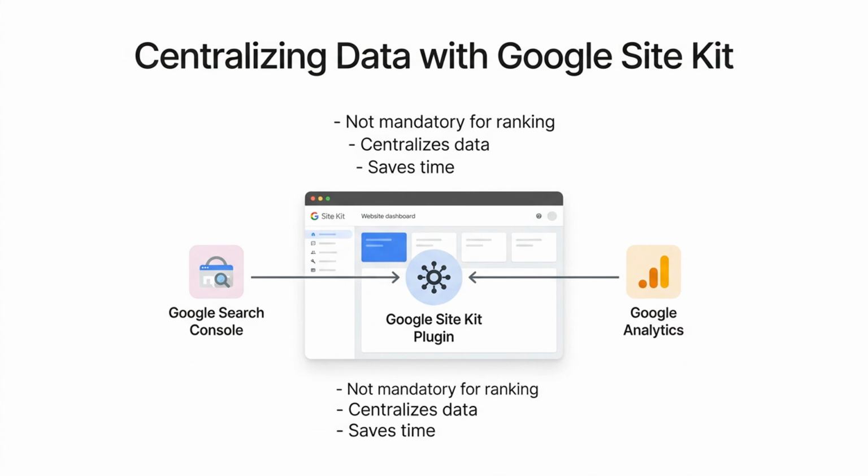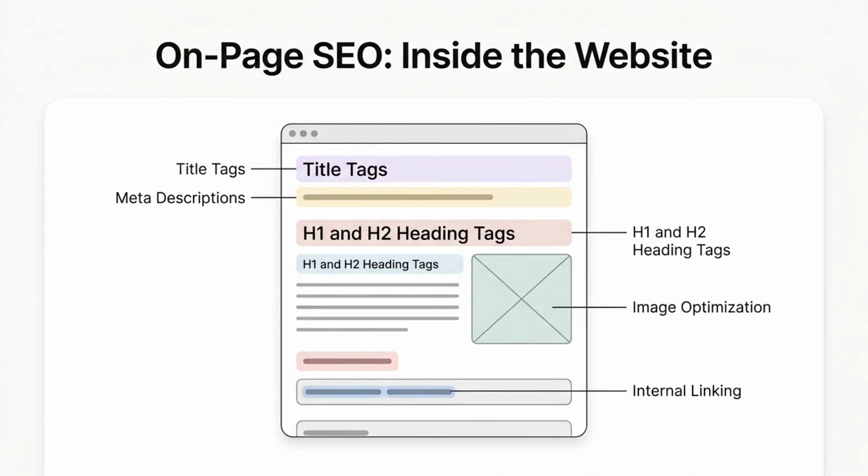It connects directly to Google Search Console and Google Analytics, pulling all that critical performance data into one convenient dashboard inside your website. Let us clearly separate the two main branches of SEO, starting with on-page SEO. Simply put, on-page SEO includes every optimization you perform directly inside your own website.